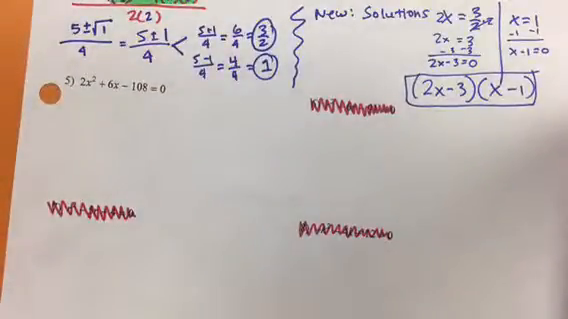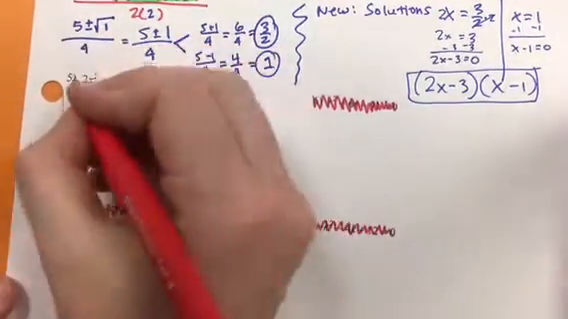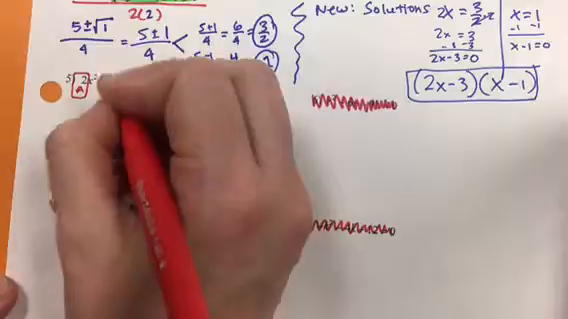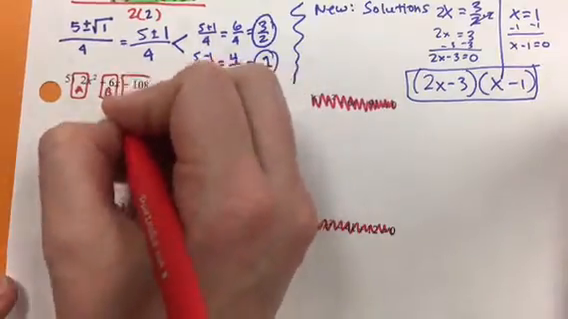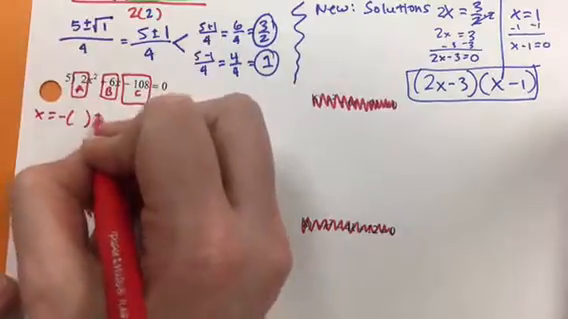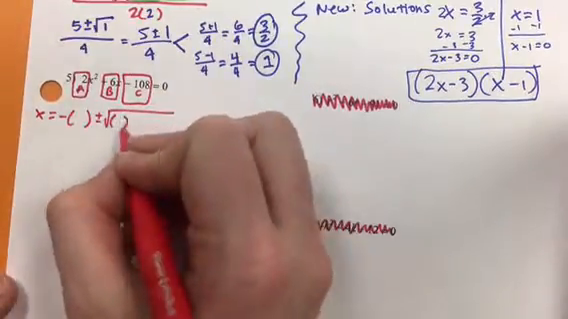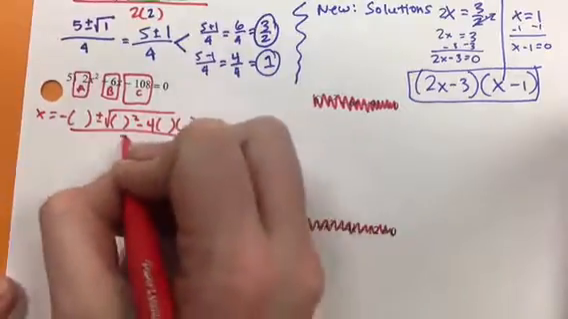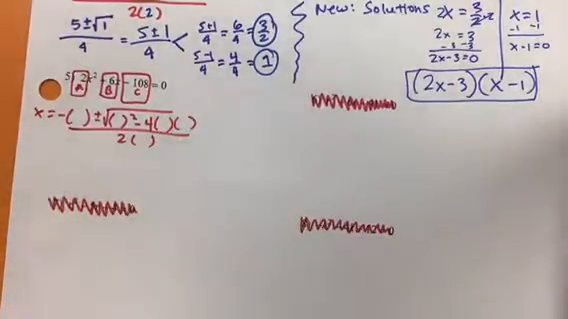All right, let's try it again. We have a, b, c. x equals negative b plus or minus the square root of b squared minus 4ac, all over 2a.